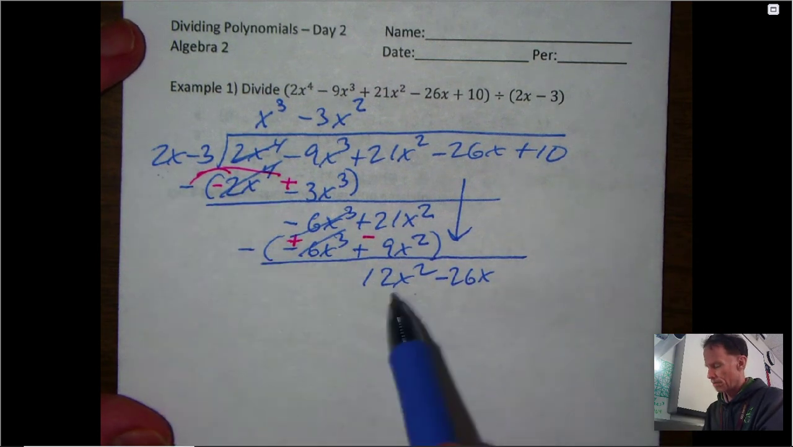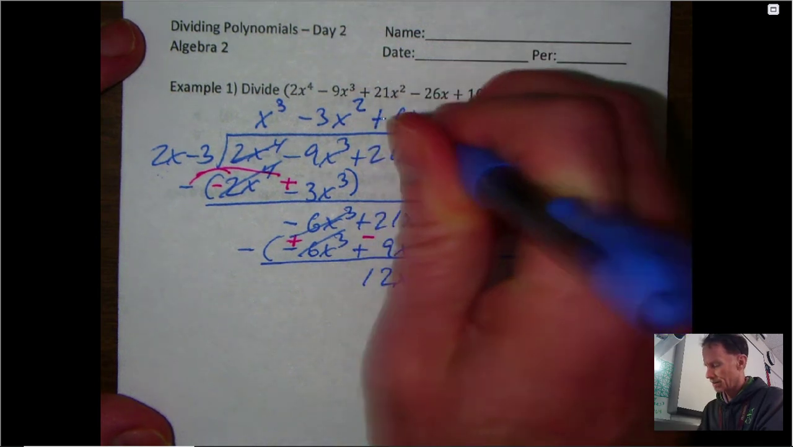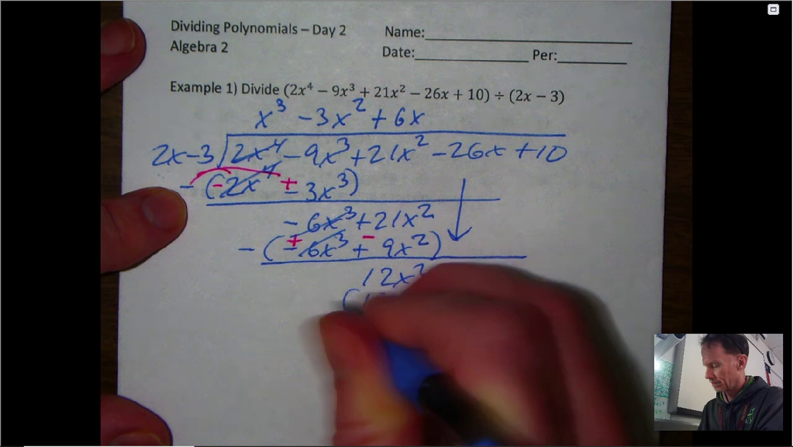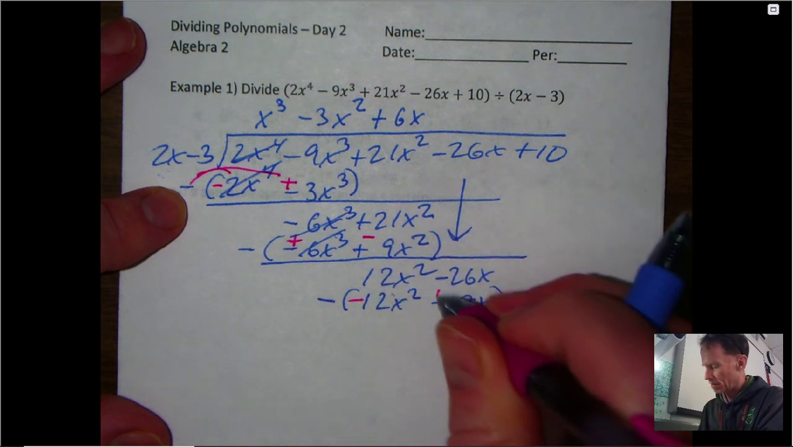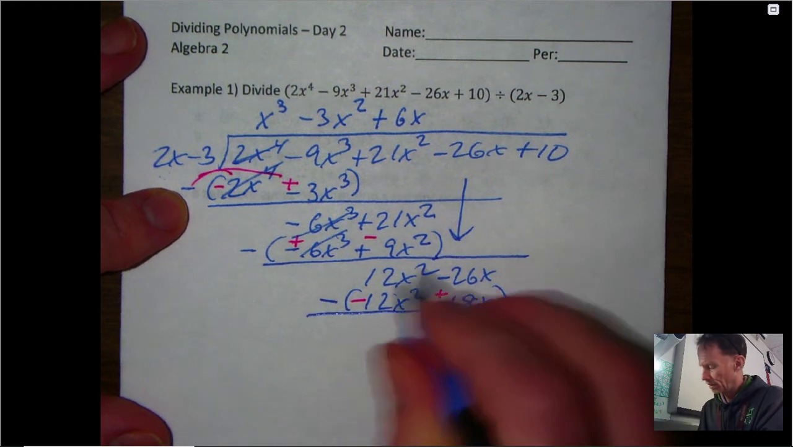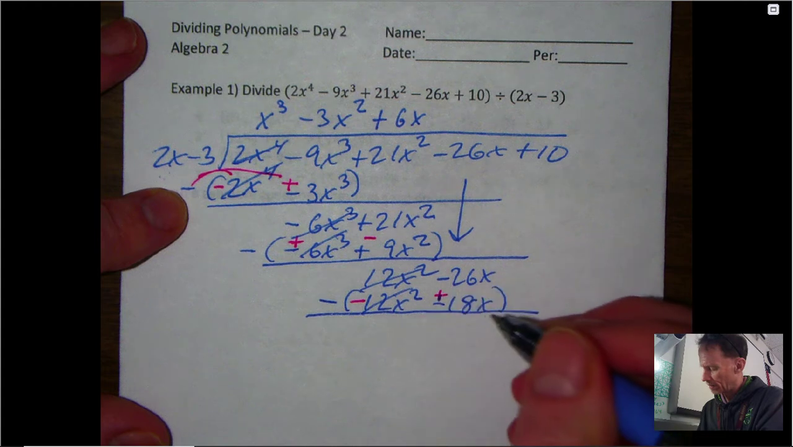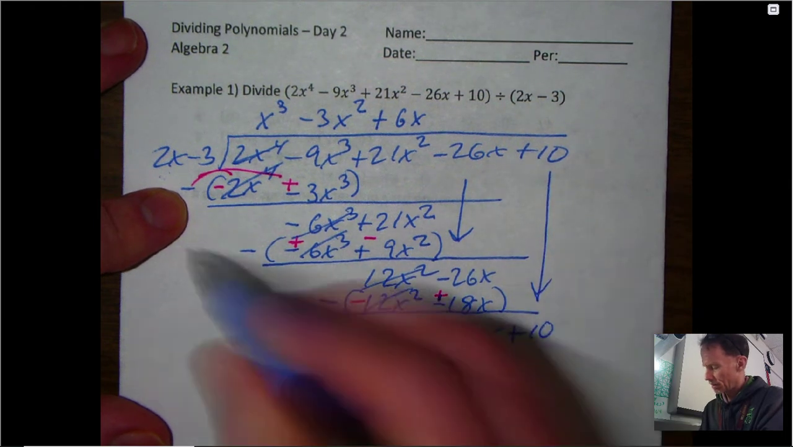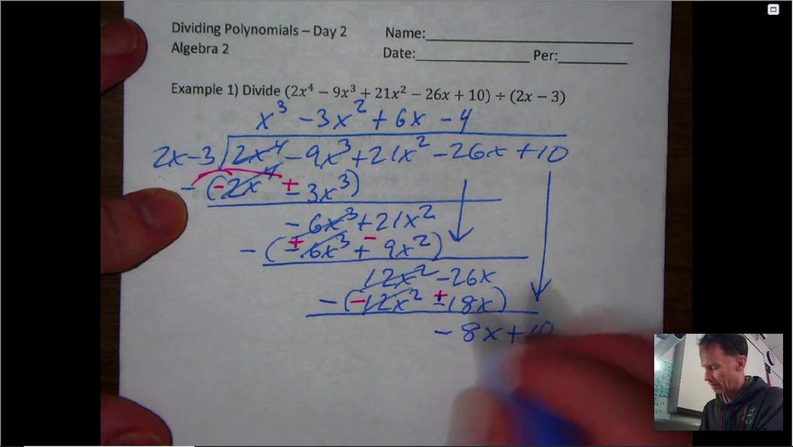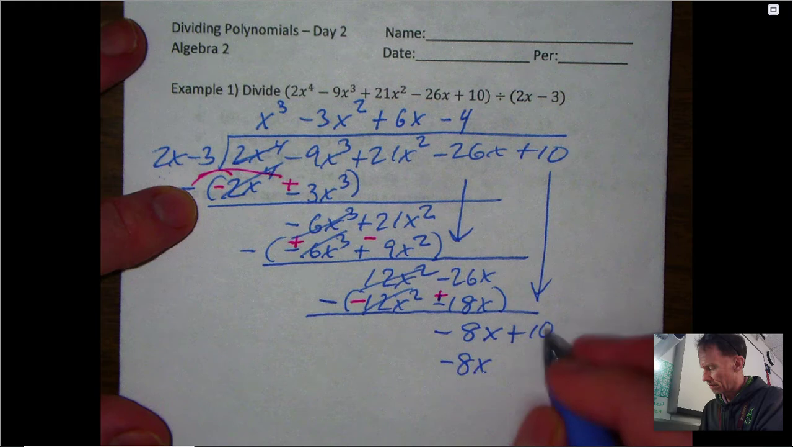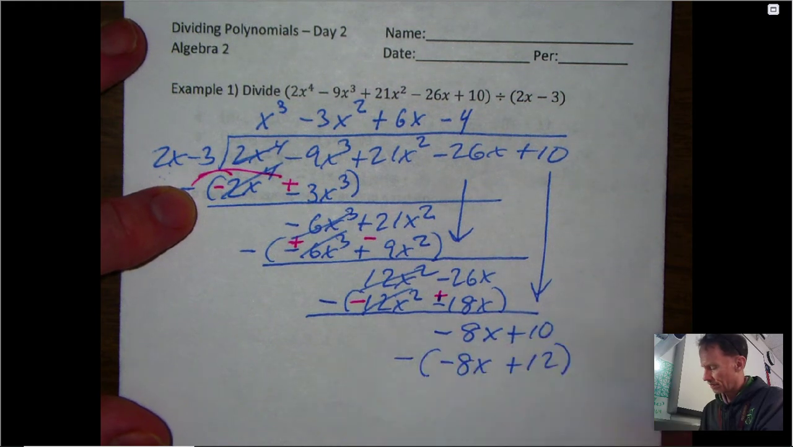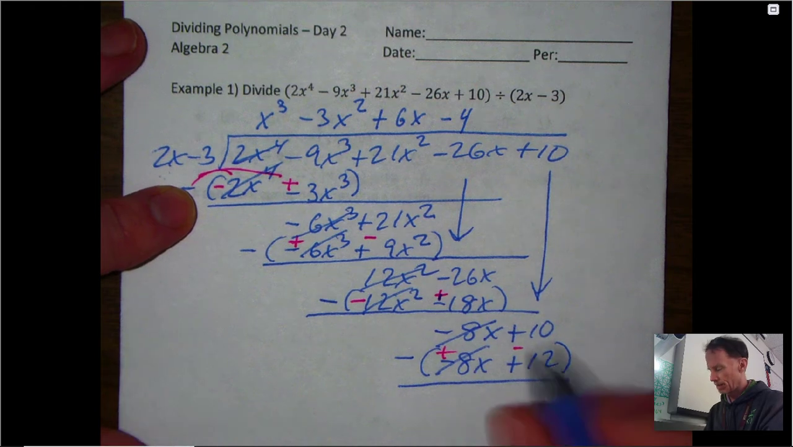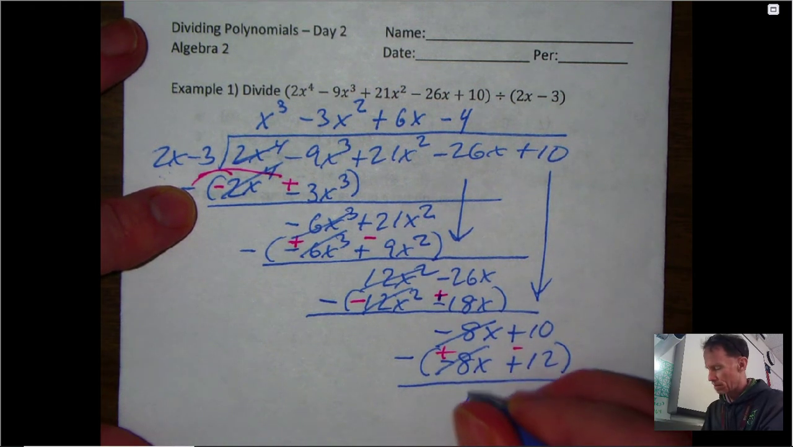Repeat, repeat, repeat. 2x times what would be 6x? So again, we got a minus here, you got a plus here. Those guys go away, and we have, let's see, minus 8x again. And then bring the 10 all the way down. So that's minus 4. 2x times minus 4 will give me negative 8. And plus 12. And that becomes a plus, that becomes minus. So in this case, this cancels out. Yesterday, everything canceled out. But in this case, 10 minus 12 is negative 2. So that is my remainder.